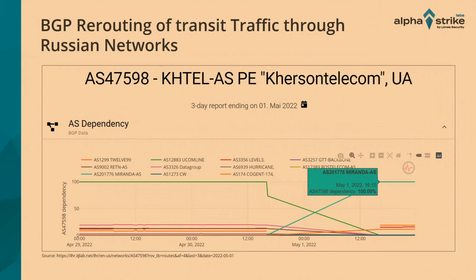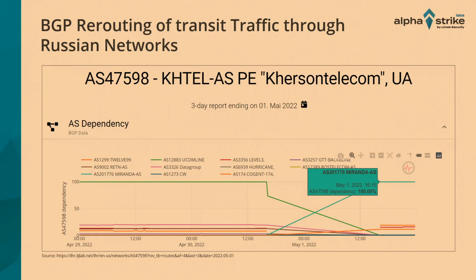Kherson is a city which was very heavily contested, and which went under Russian control at the end of March and April. What we can see here is the BGP dependency graph. This means we can see from Kherson Telecom, an internet service provider of Kherson, who the main upstream provider is. So when you surf on your network, where is the traffic for Kherson Telecom clients going through?